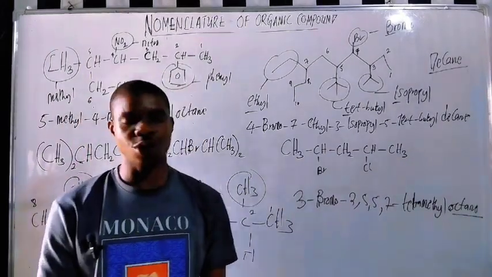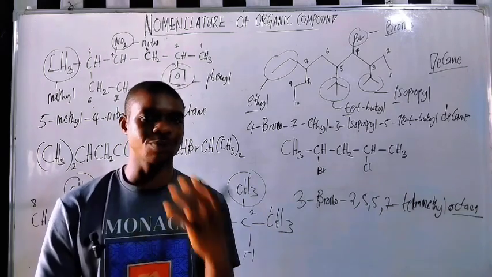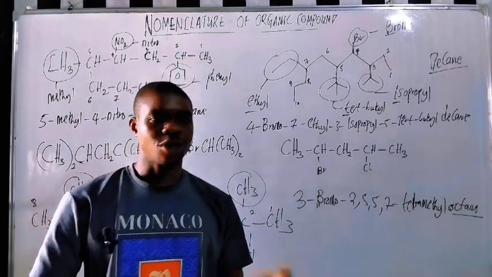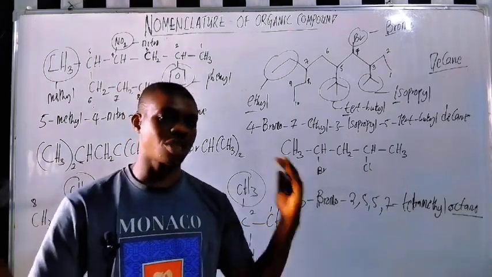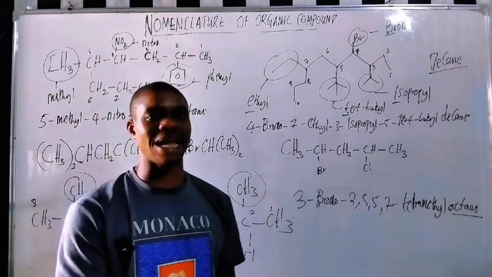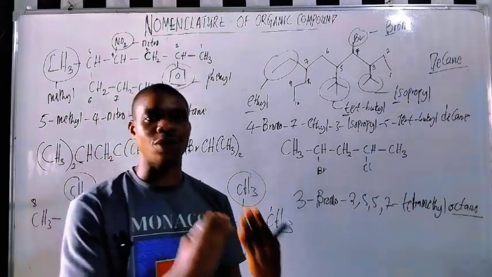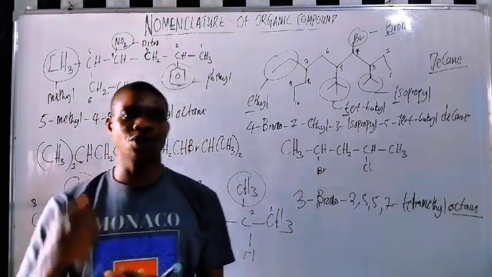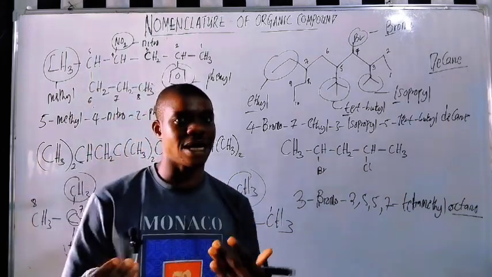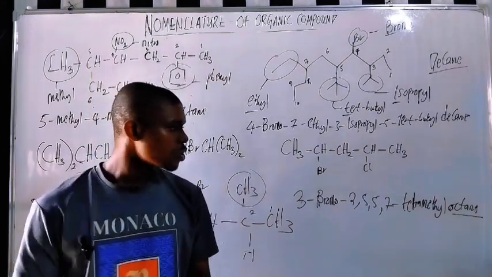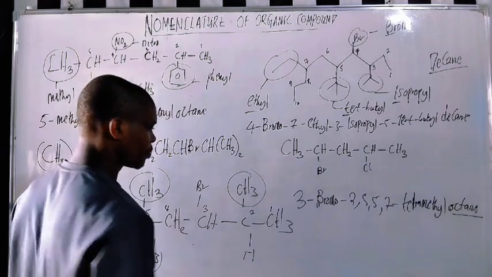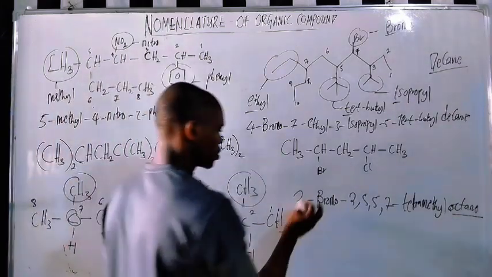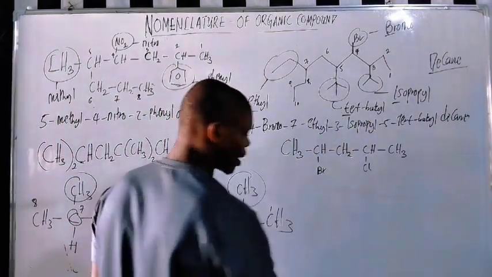Because once you master the nomenclature of the alkanes, the nomenclature of the alkenes, alkynes, and the rest is much easier for you. So that is why this is just like explaining the various rules in naming alkanes, so that by the time you get to the other functional groups, it will be much easier for you. Hope you understand. So now let's look at this guy here. Let's look at the last one.